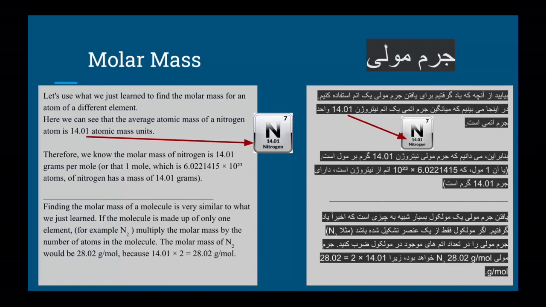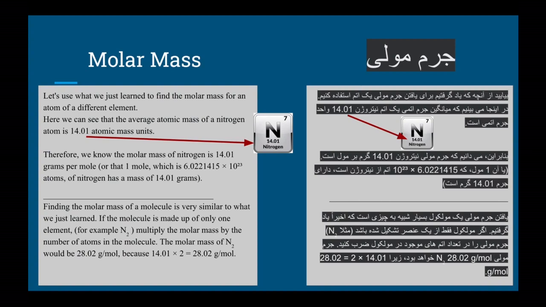Now we can use what we just learned to find the molar mass for a single atom of a different element. Here I have an example for an atom of nitrogen. The periodic table says that the average atomic mass of nitrogen is 14.01 atomic mass units. Therefore, the molar mass of nitrogen is 14.01 grams per mole.